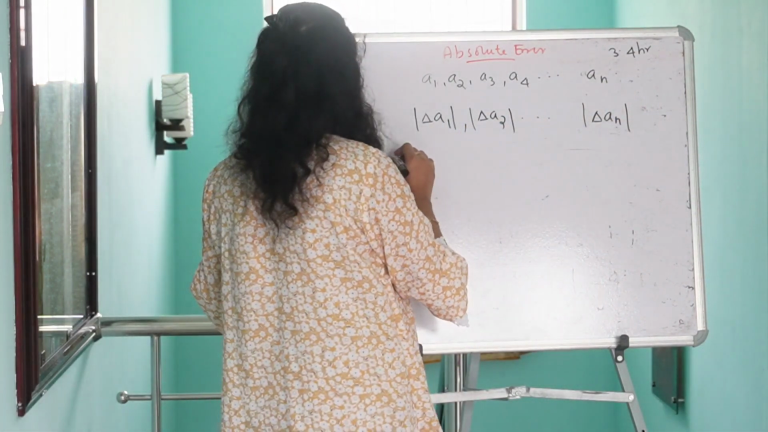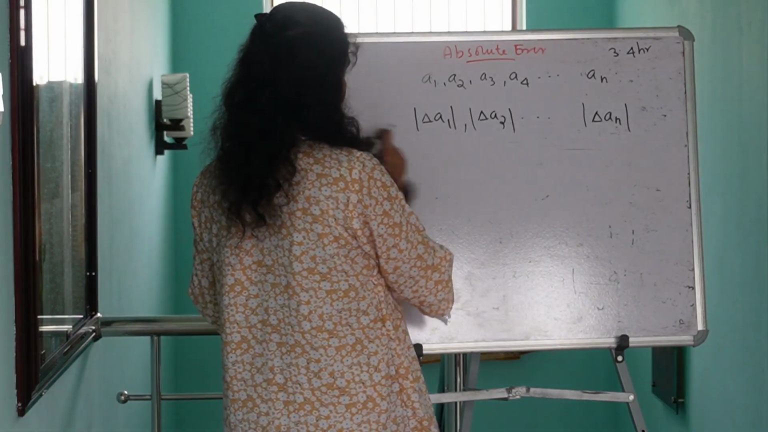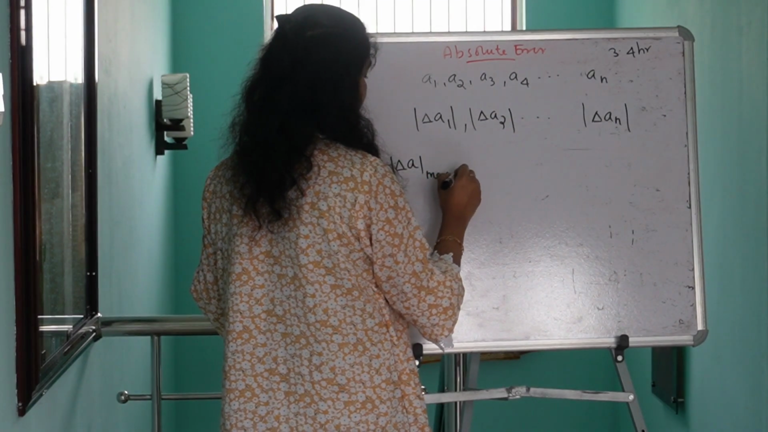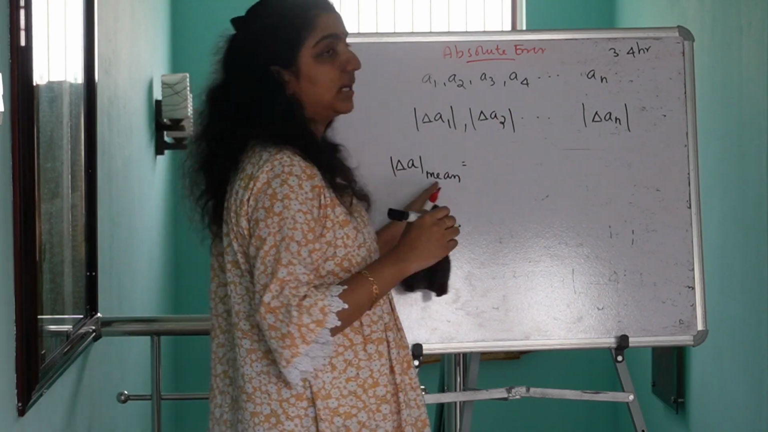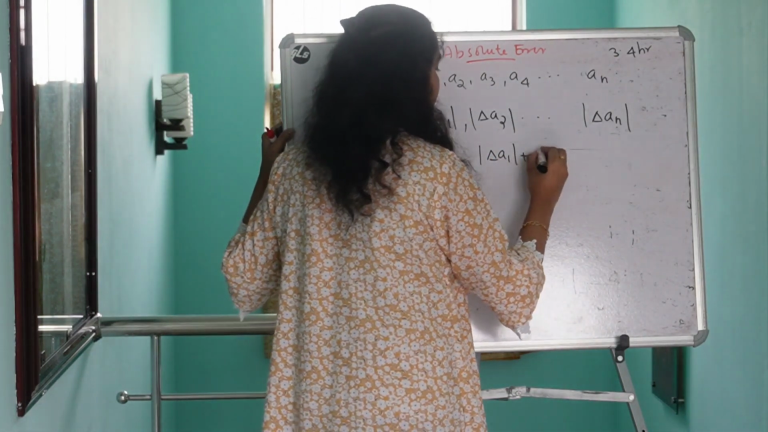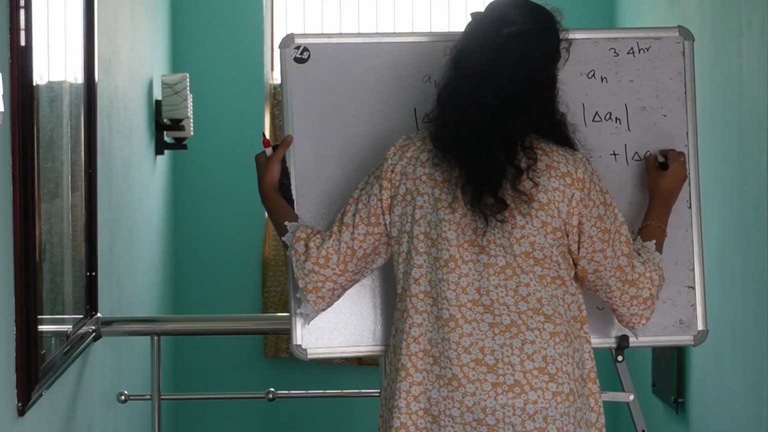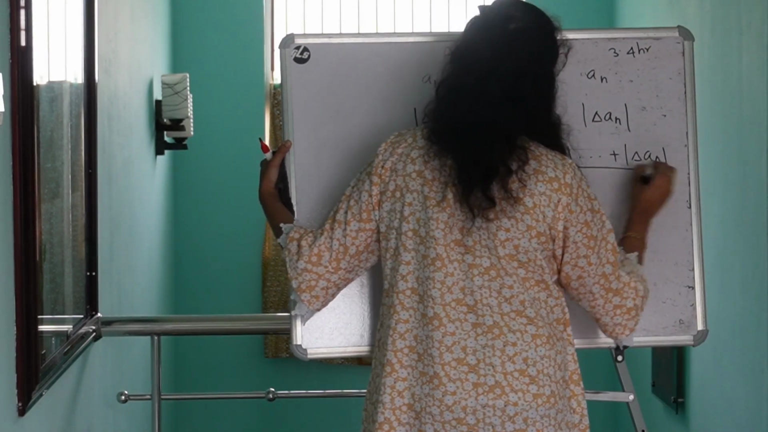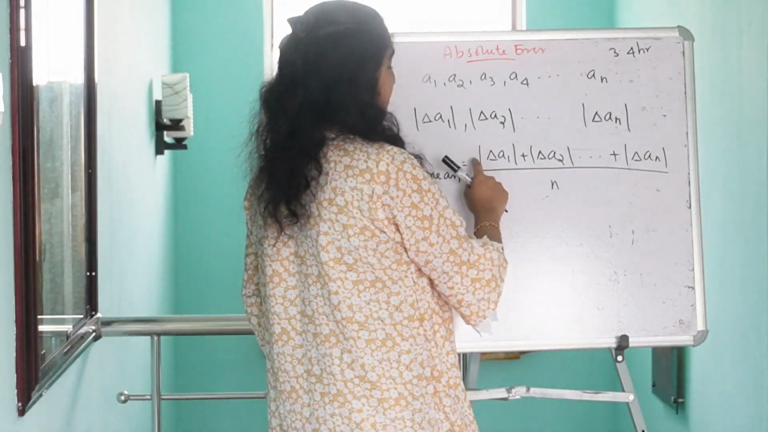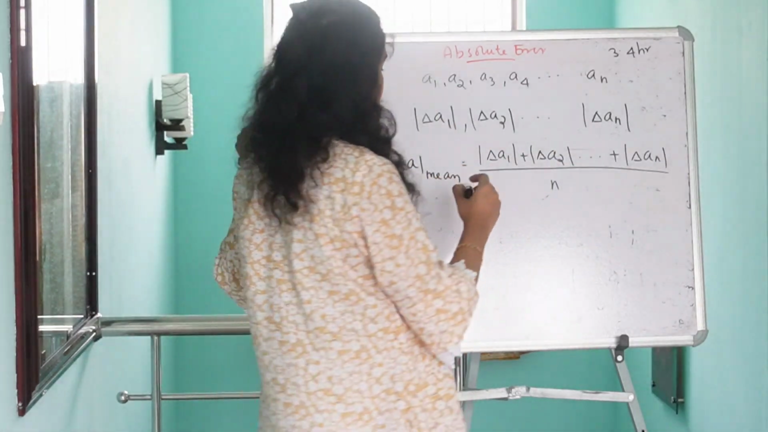How do you find mean absolute error? Let it be del A mean, the magnitude of del A mean. So mean absolute error is equal to magnitude of del A1 plus magnitude of del A2, etc., up to magnitude of del AN. Here we have a total number of measurements n, so divided by n. Instead of writing like this, we can write it in a simpler way, isn't it? Yes. So how do we write?